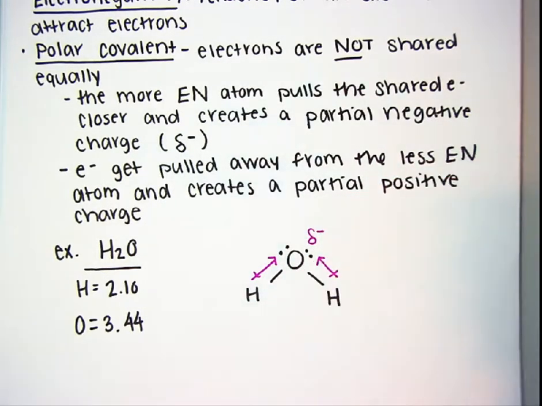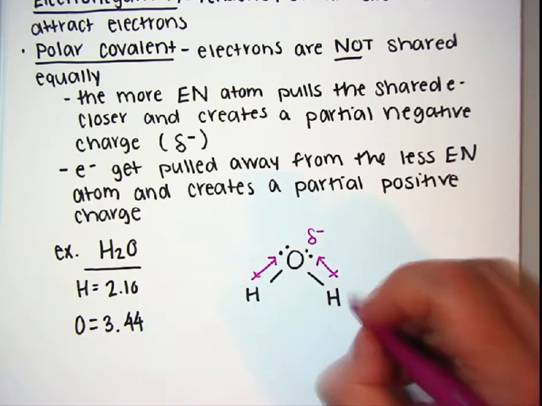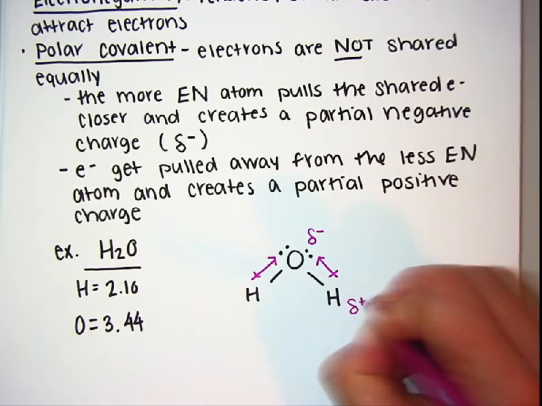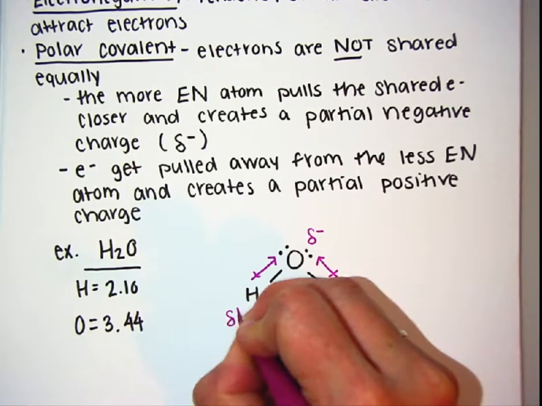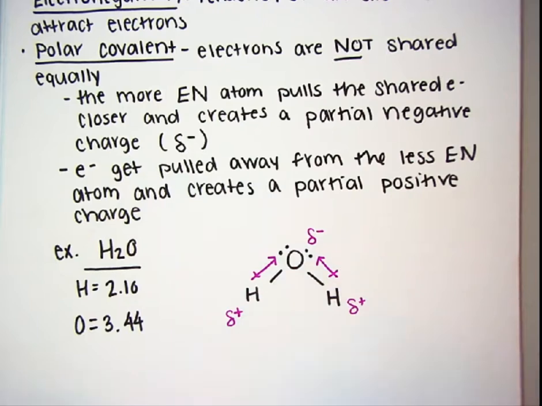Since electrons are negative and those shared electrons are pulled closer to oxygen, oxygen would get a partial negative. The reason we say that it's a partial negative is because it's not actually gaining the electrons. It's not gaining an electron and becoming an anion. The electrons are still shared, so it's not a full negative. Those shared electrons are just pulled closer to it. Since those shared electrons are being pulled away from hydrogen, hydrogen would get the partial positive.